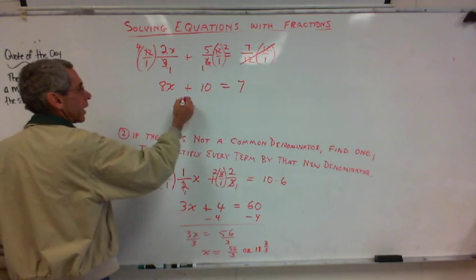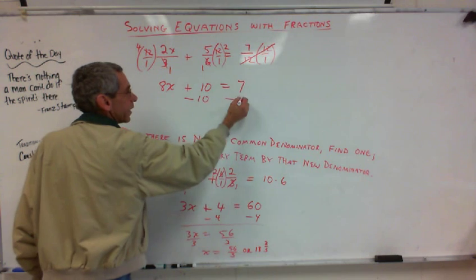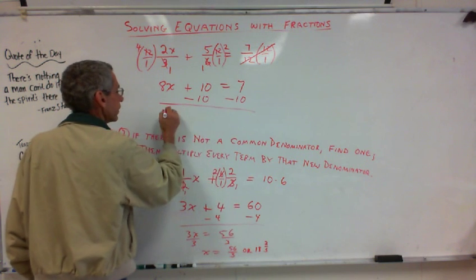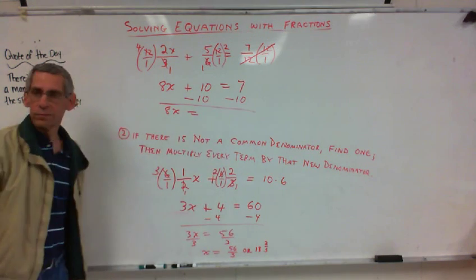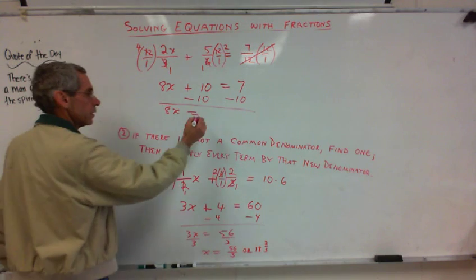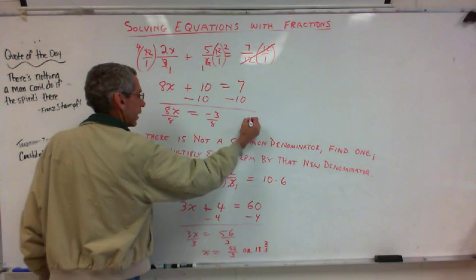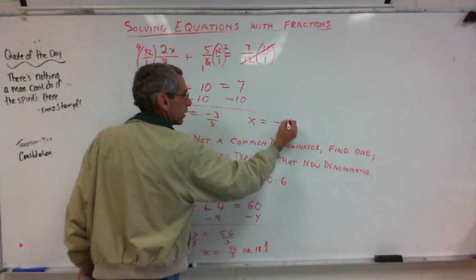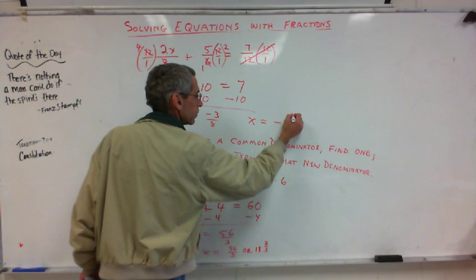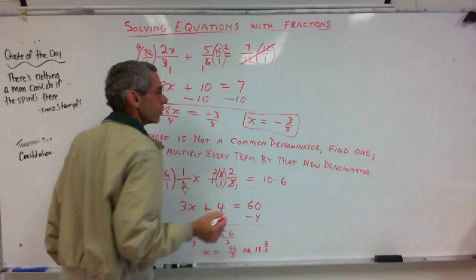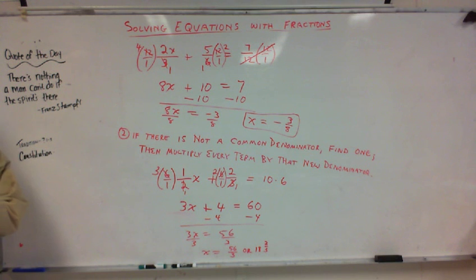So now I subtract 10. And 8x is equal to -3. Okay, divide by 8. X is equal to -3/8. Fractions are cool. It's okay to have a fraction as an answer. Totally fine. Does that make sense?